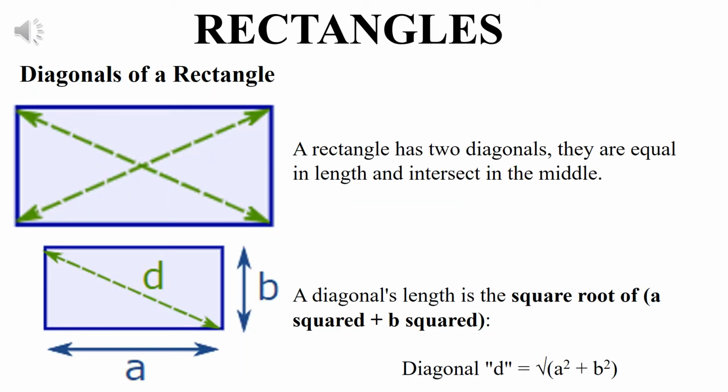Diagonals of a rectangle. A rectangle has two diagonals. They are equal in length and intersect in the middle. A diagonal's length is the square root of a squared plus b squared. Diagonal D is equal to the square root of a squared plus b squared.